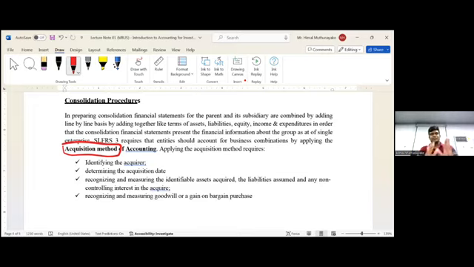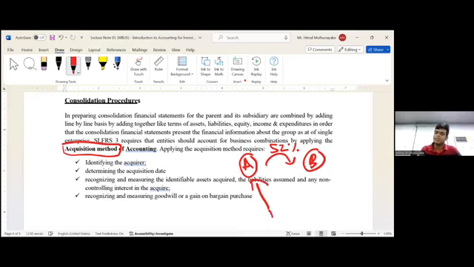So the consolidation procedure. The first thing we need to do is identify the acquirer. Acquirer means the parent company. For example, let's say company A buys more than 50 shares of B. You need to identify the acquirer in the consolidation procedure. The acquirer is company A, the parent company. As I mentioned earlier, always think like the parent. So you need to identify the acquirer, or the parent, or the holding company.